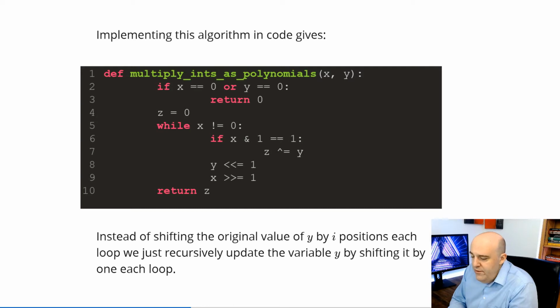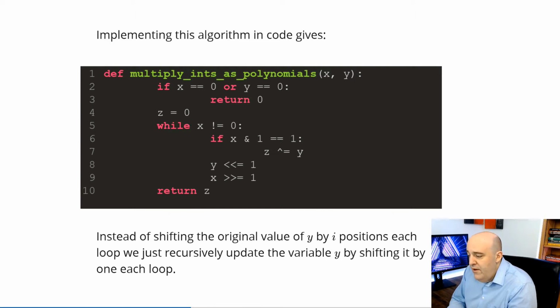Otherwise, let's assume that both of them are non-zero. What we're going to do is cycle through the bits of x, and we do that with the while loop. Notice on line 5, while x is non-zero, we do some stuff, and then on line 9, we shift x to the right by 1. That way we process the least significant bit each cycle of the loop. The way we access the least significant bit is we do x and 1. So on each cycle of the loop, we access the least significant bit by doing x and 1.